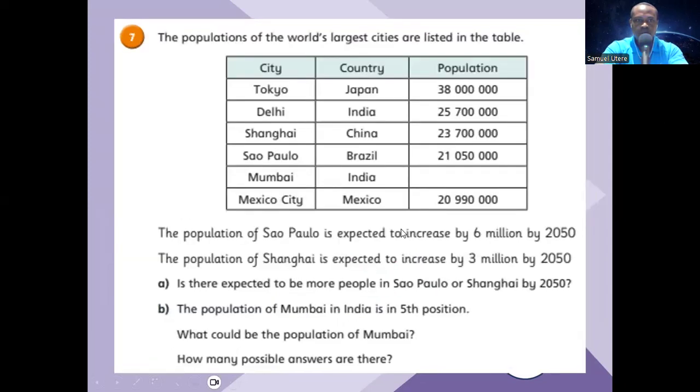Here is question 7. Pause the video and do question 7 in 3 minutes. It's quite a few of the questions, so you should be able to do it in 2 minutes. Assuming you've paused the video and you have answered question 7, here are the answers. Let's discuss them.